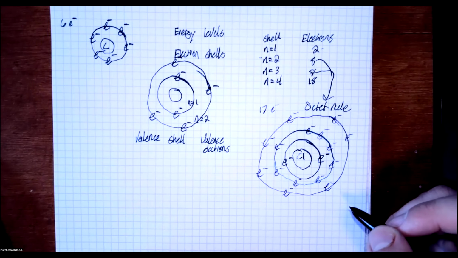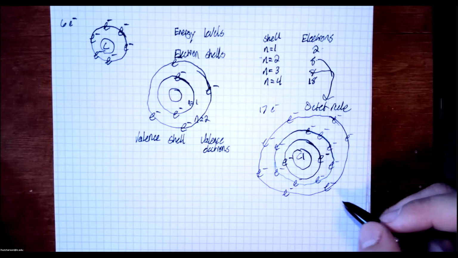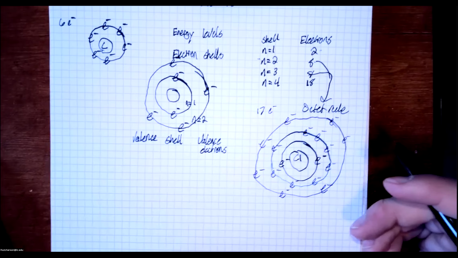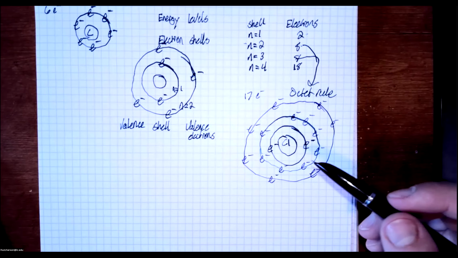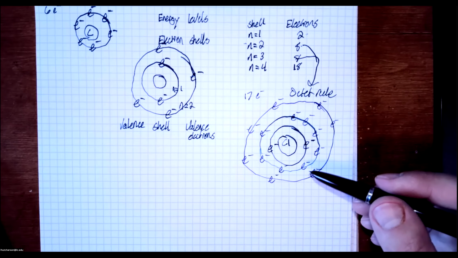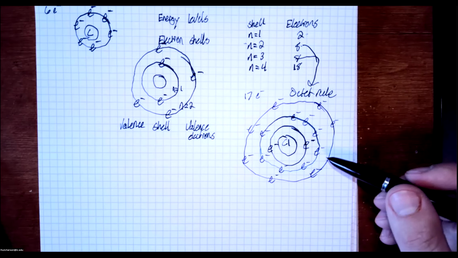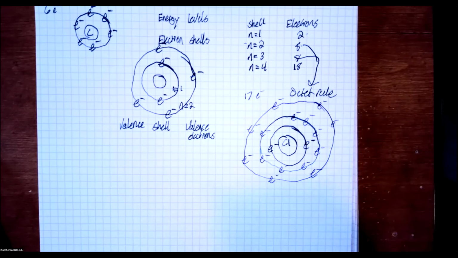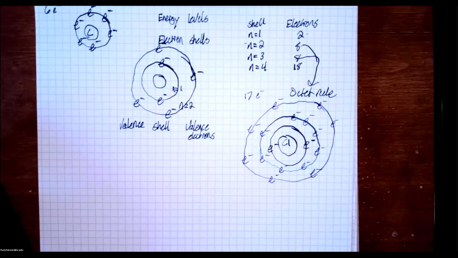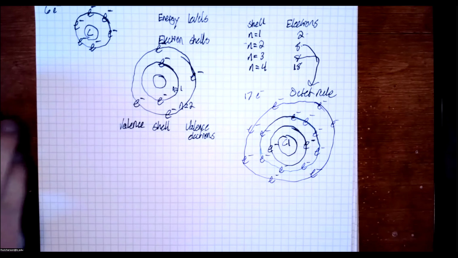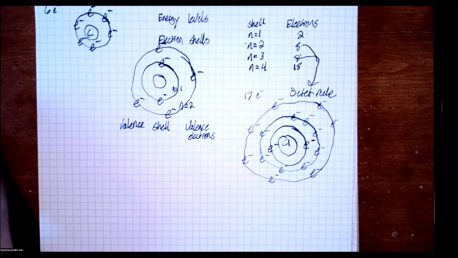All right. Now, just to plant an idea, this is a section 3.2 topic, but think about what we would need to do to get a full octet in chlorine. All right, now let's go back to the periodic table.